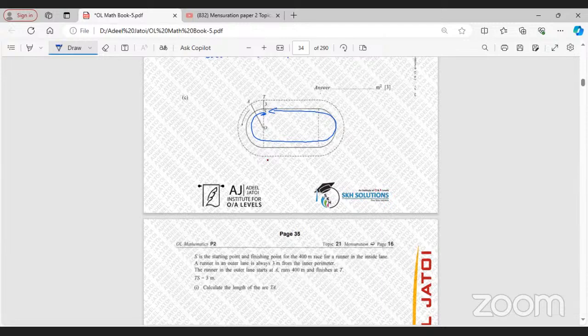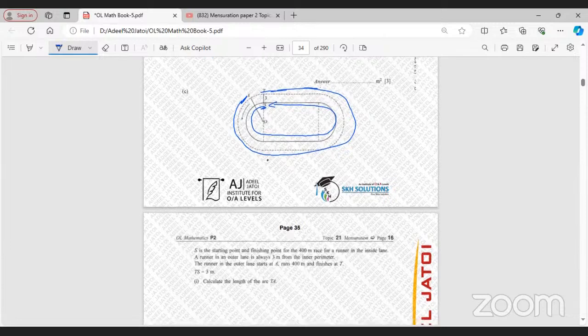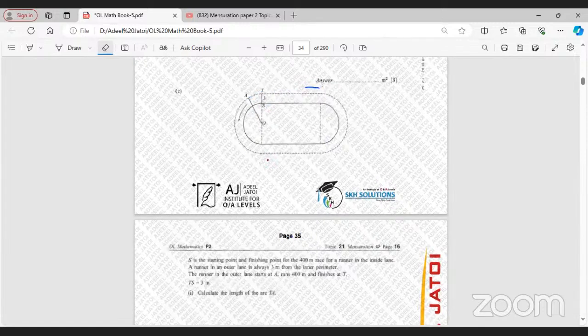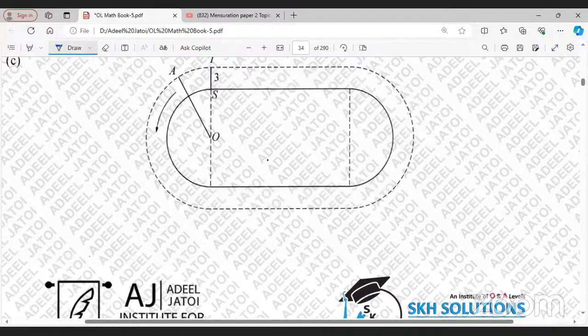The runner in the outer lane starts at A and comes here so that it meets the winning line, right? It starts at A, runs 400 meters, finishes at T. So TS is 3 meters. Calculate the length of the arc of TA. So you need to have this arc, right? So if we need to have this arc, there need to be certain things in between them.